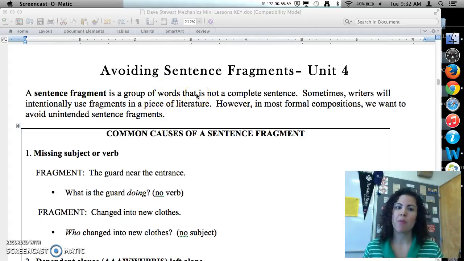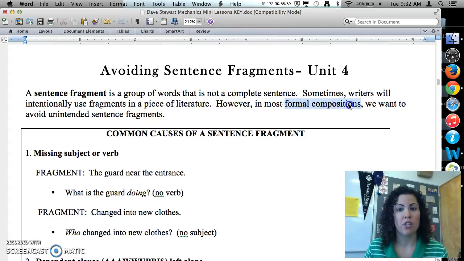And we talked about how sometimes writers will intentionally use fragments in a piece of literature, so you probably see it quite a bit, and especially if you are reading anything online, you'll see sentence fragments. Most of our tweets and different status updates and things that you write on Snapchat, those are typically sentence fragments. But in formal compositions, which is what we're practicing in this class, we want to avoid unintentional sentence fragments. So there's some common causes that we'll go over.